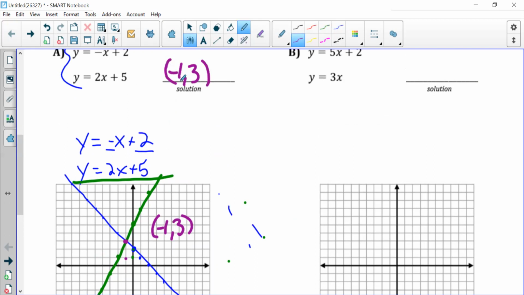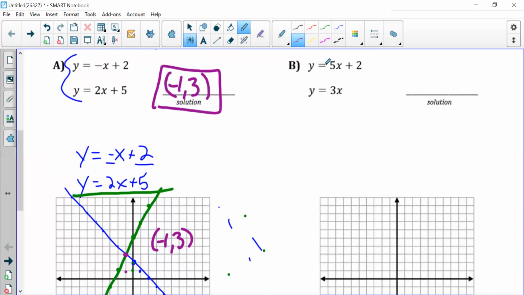All right, so my solution to a system of equations is always going to be a point. You should always, always, always give me an ordered pair like this. I need to see the coordinates. I don't care if it ends up on the x-axis or the y-axis. Don't ever give me just a single number. I need to see the coordinates. All right, let's move on to example B.